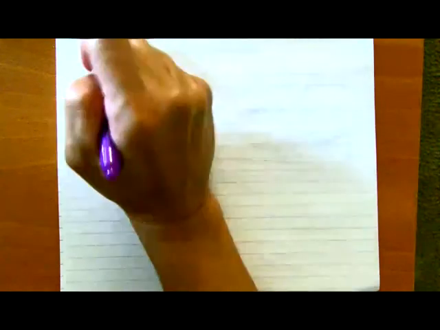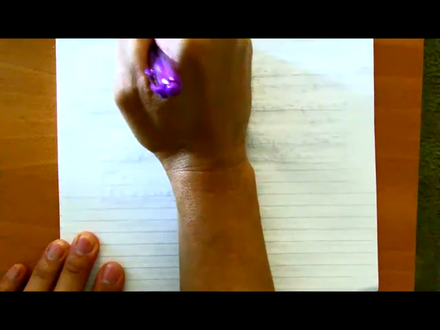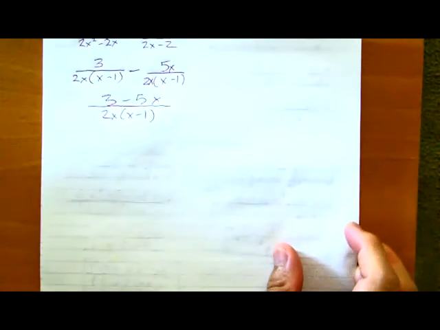If you look, this denominator is missing something that this one has. I'm going to multiply it by x. Okay, now the denominators match. 2x parentheses x minus 1. The top, 3 minus 5x. Oh, darn it.